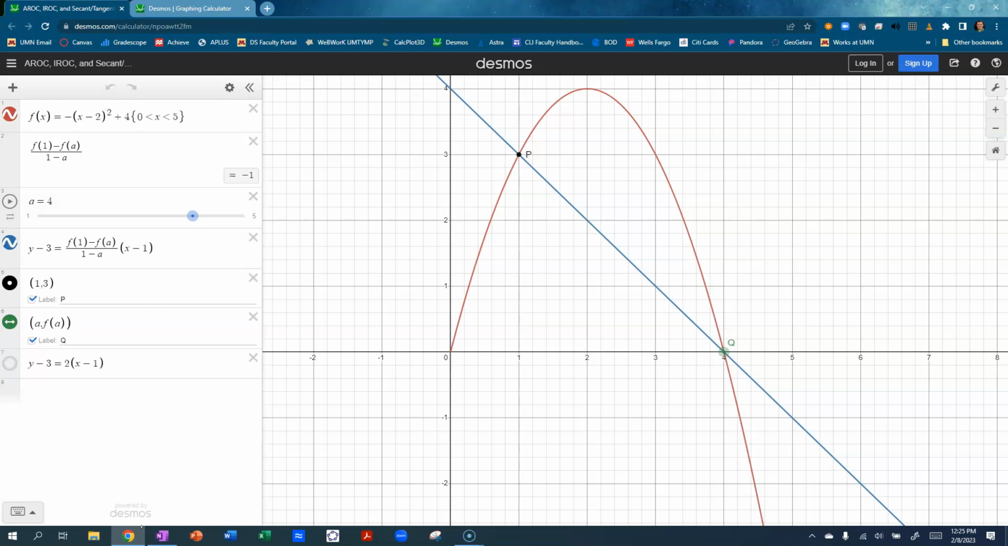And what I want you to do is look at the average rate of change calculation, which I have here in the second line. So f of 1 minus f of a over 1 minus a. So right now it's saying that the average rate of change is minus 1. And what I'm going to do is move a. So I want you to look at what happens to the average rate of change first, just to see what happens. Okay, so here we go. I'm going to move a.